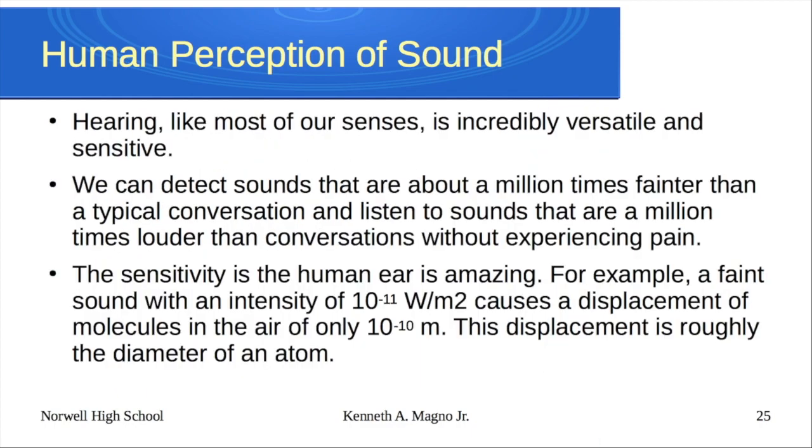So our hearing is actually very versatile and very sensitive. We can detect very, very faint sounds and very, very loud sounds. A faint sound would be like 10 to the negative 11th, that very faint whisper, the breathing sounds. To put that in perspective, that's like 10 to the negative 10 meters of movement of air molecules. It's roughly the diameter of an atom. So we're able to detect atoms moving with the sensitivity of our hearing.